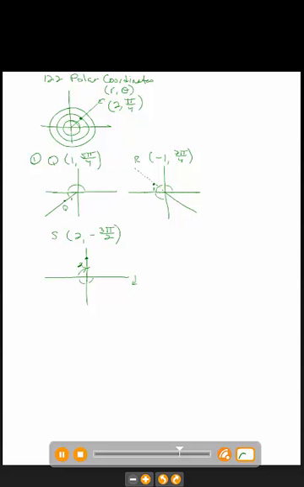Now, let's make up one that has negatives in both places. I'll call it point T. And let's graph negative 3, negative pi over 2. So that means go clockwise pi over 2, which puts you here, but then go through the pole and go the other direction and count out a length of 3. So that's where that dot's going to be.